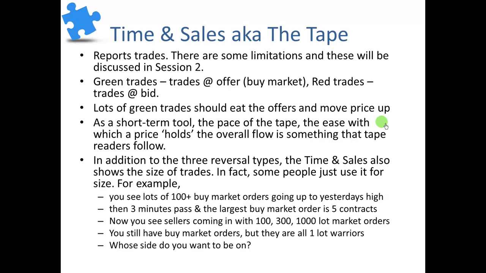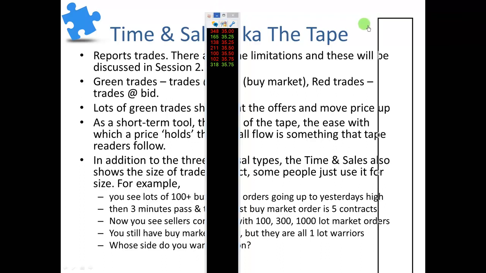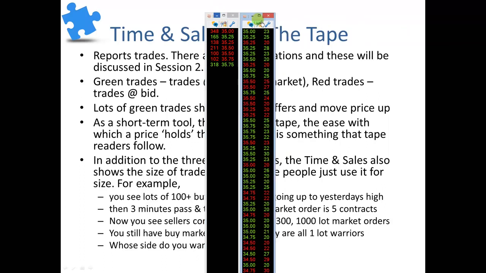Okay, so what about the 3 elements of a reversal? And let's just bring across the time and sales. Okay, and this is a time and sales. There's 2 time and sales here. One is showing all trades. One is showing just the large trades.